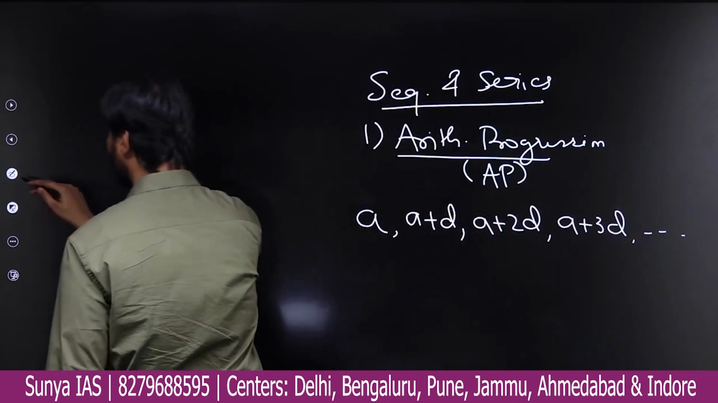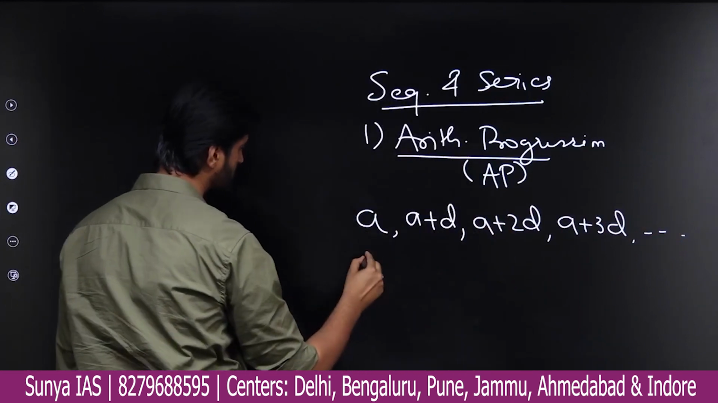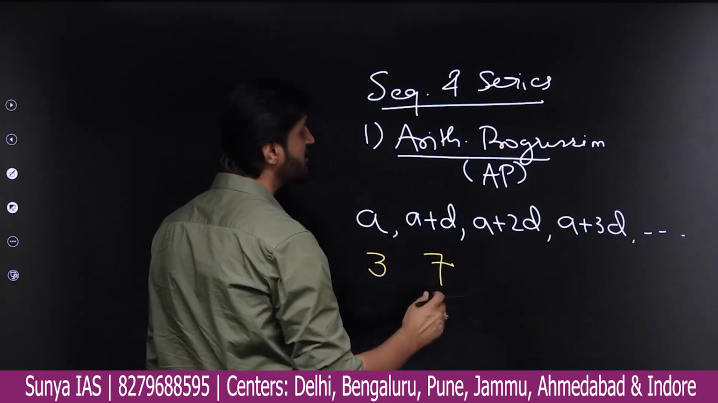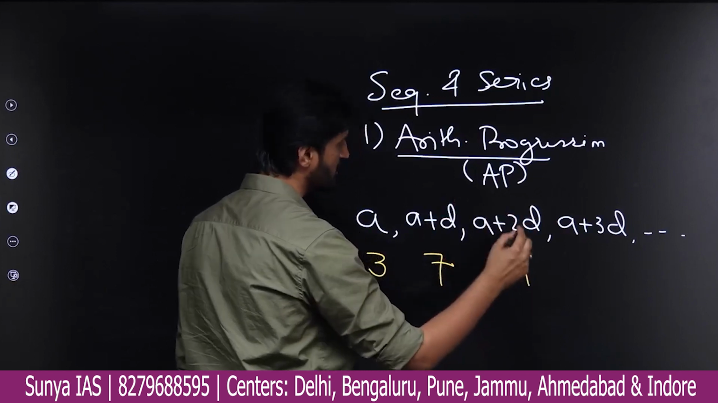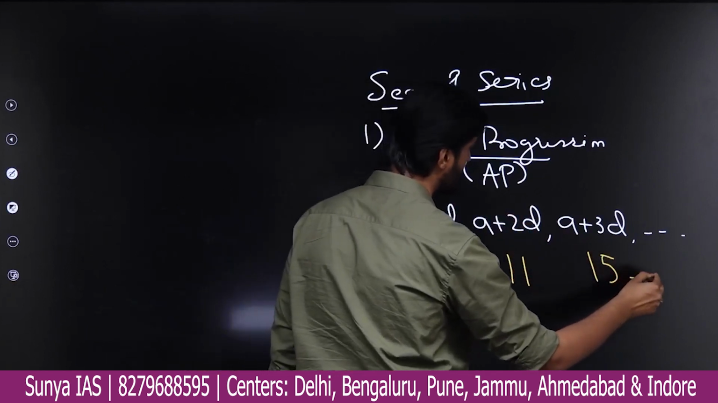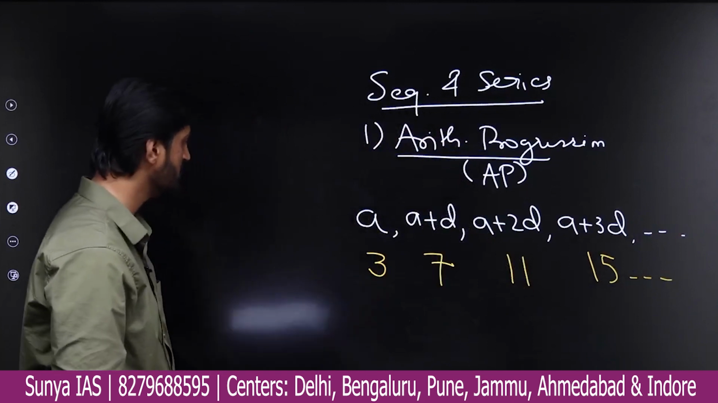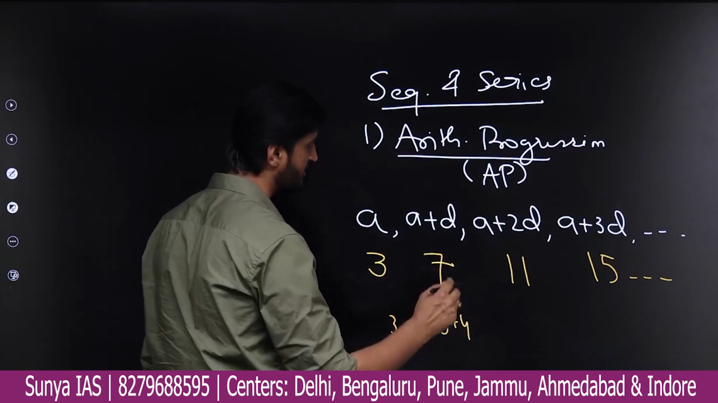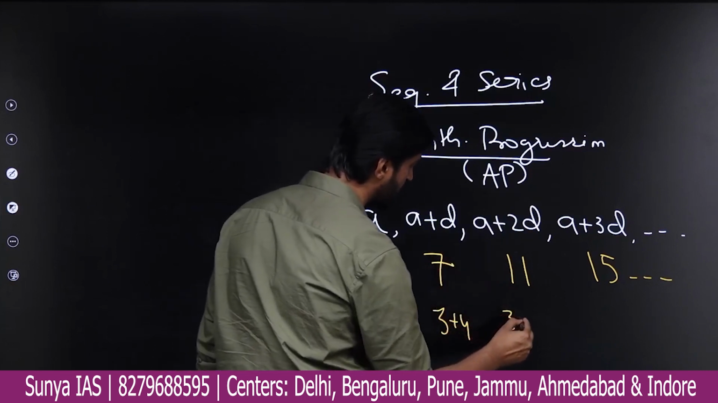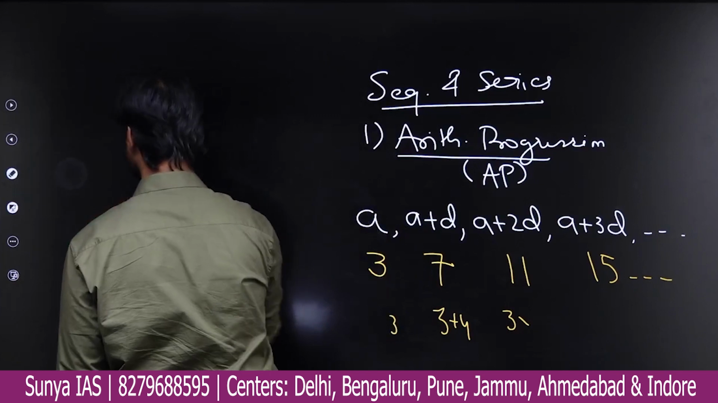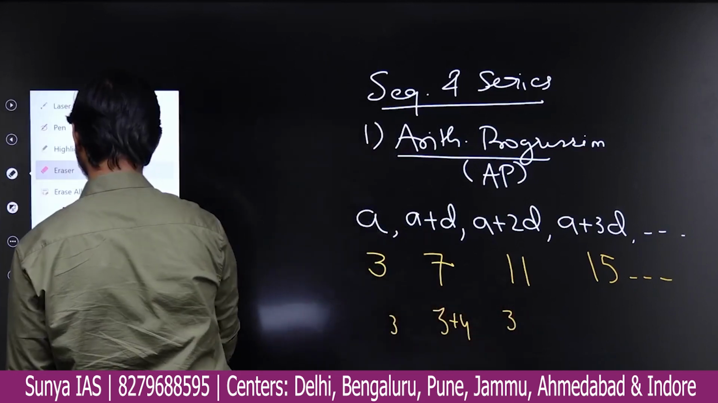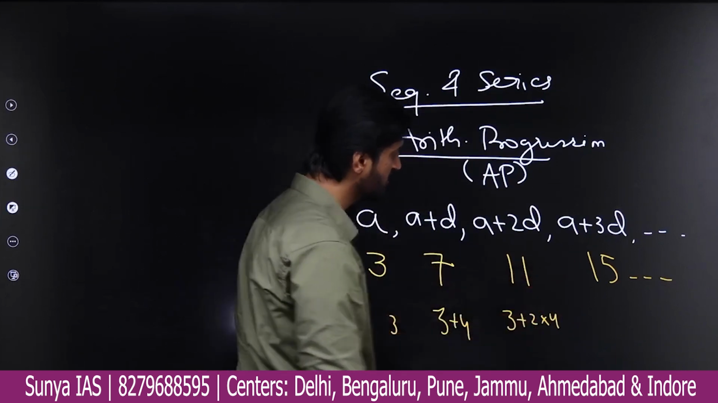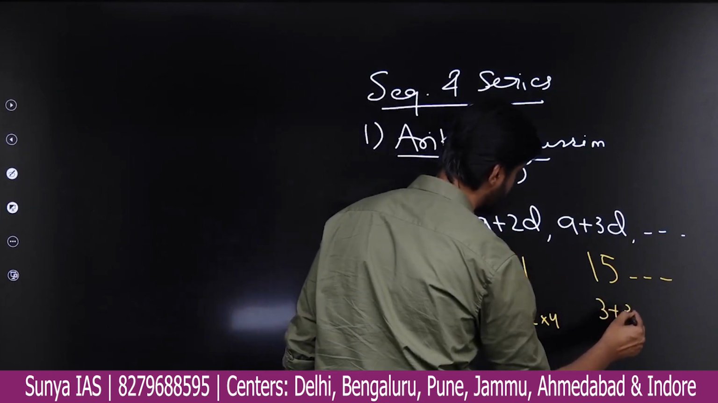So here you can see that if the first term you take as 3 and you keep adding 4, you will get 7. Further you add 4, you get 11. Further you add 4, you get 15, and so on. Right? So what is 3? 3 is basically 3. 7 is nothing but 3 plus 4, which is the common difference. 11 is nothing but 3 plus 2 times 4. Here we have 3 plus 3 times 4.